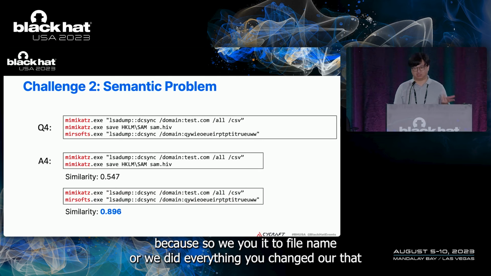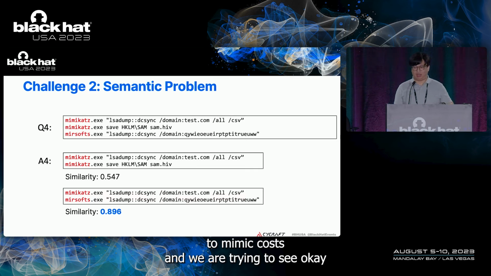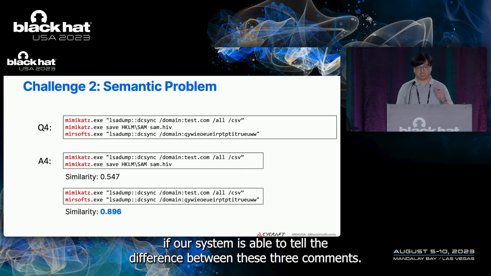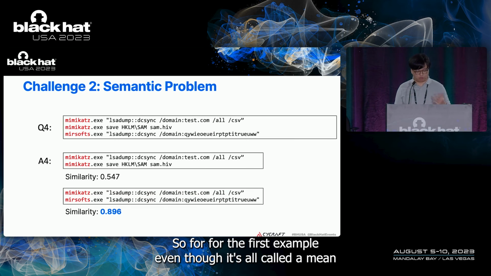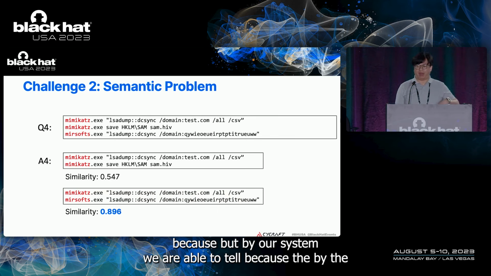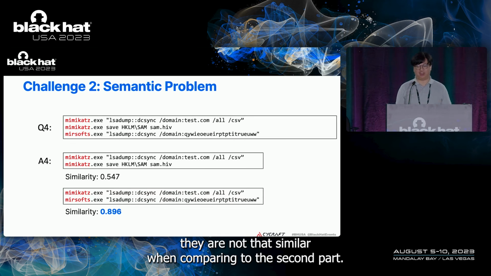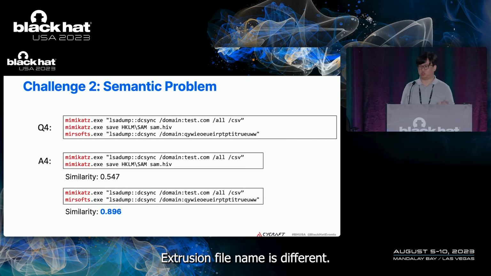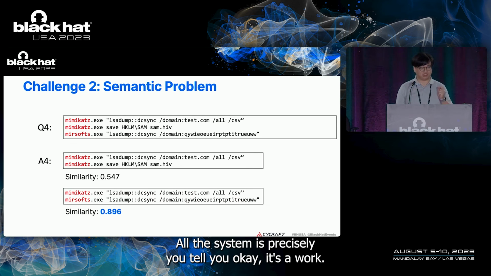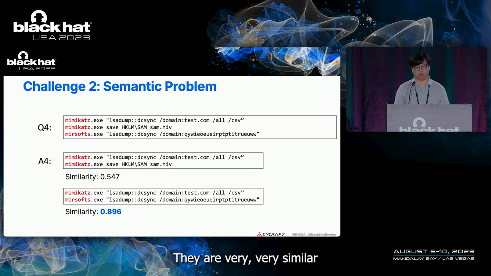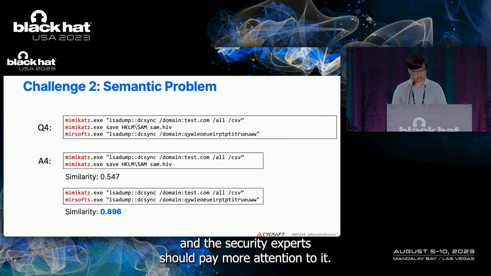And for the final example, the mimicast. We deliberately change the reg.exe to mimicast, and we are trying to see if our system is able to tell the difference between these 3 commands. For the first example, even though it's all called mimicast, by our system we are able to tell, because by the format and also the argument itself, it can clearly show they are not that similar. When comparing to the second part, even though the argument is different and the execution file name is different, our system precisely tells you it's a worm. They are very, very similar, and the security expert should pay more attention to it.